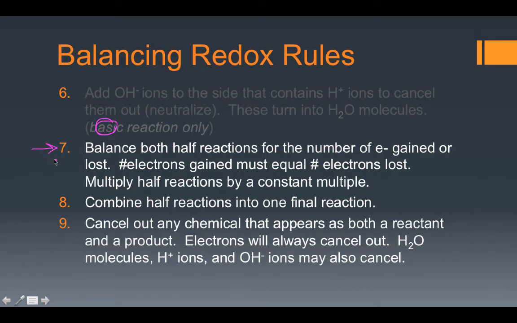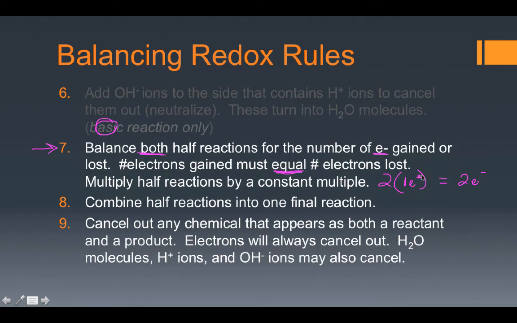You should have already gotten your reactions balanced for hydrogens and oxygens as well as the other elements by adding in H pluses and OH minuses. Now it's time to balance both half reactions for the number of electrons gained or lost. The number of electrons gained or lost must be equal to one another, and the way we do that is by multiplying half reactions by some sort of constant multiple. So for example, if one half reaction has 1 electron and the other half reaction has 2 electrons, we'll double everything in the 1 electron one so that eventually the number of electrons are the same.